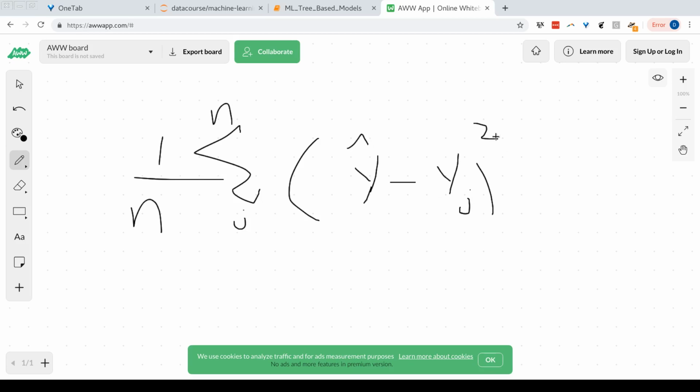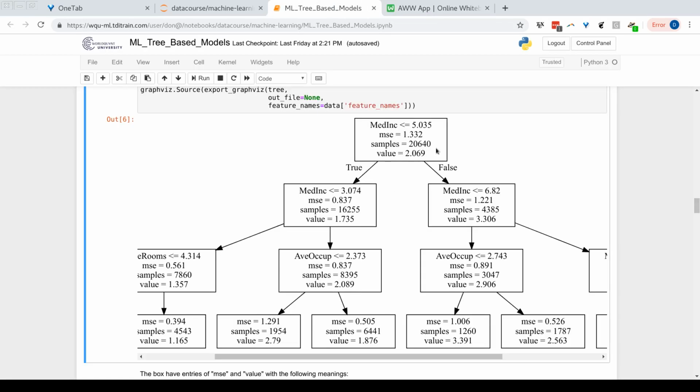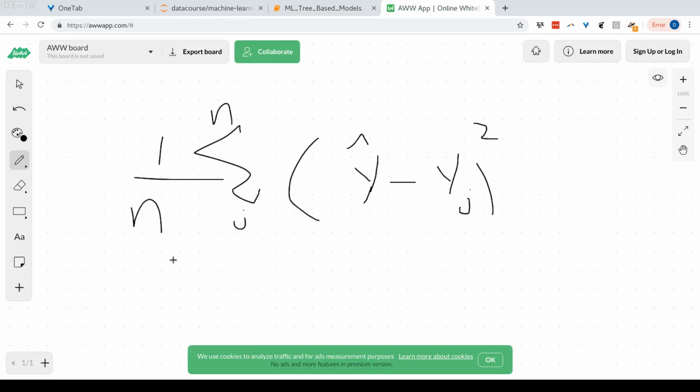And for decision tree regressors, we always predict the mean value. So in this case here, we're going to predict a mean value of all the training points, in this case 2.069, for all the observations. So they all have the same value. So I'm going to write that equation simply as y hat i of j squared.